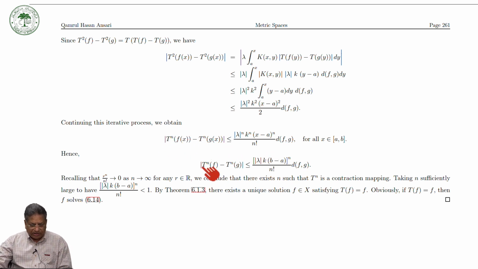It means that d(T^n f, T^n g) is less than or equal to (modulus of lambda times K times (b minus a)) whole raised to the power n divided by factorial n, times d(f,g). Recall that this term r^n upon factorial n converges to 0 as n tends to infinity. We conclude that there exists n such that T^n is a contraction map, so this is strictly less than 1 but greater than 0. So T^n is a contraction map, taking n sufficiently large.